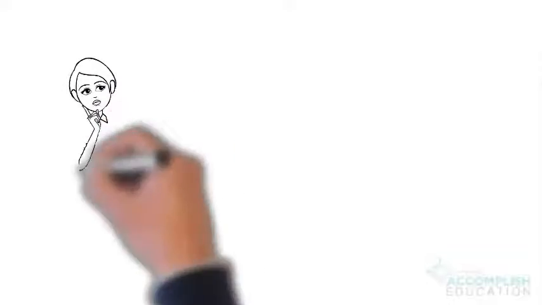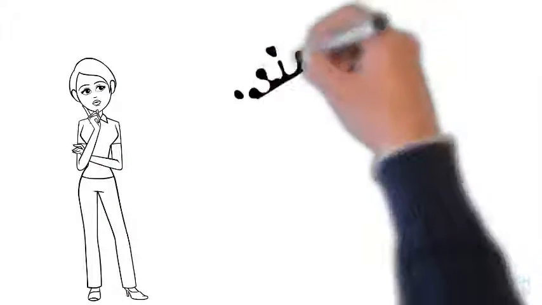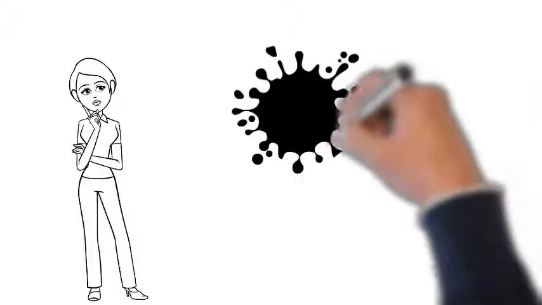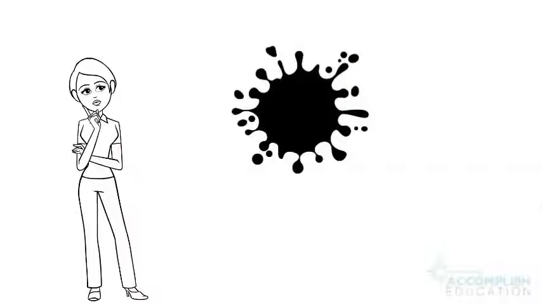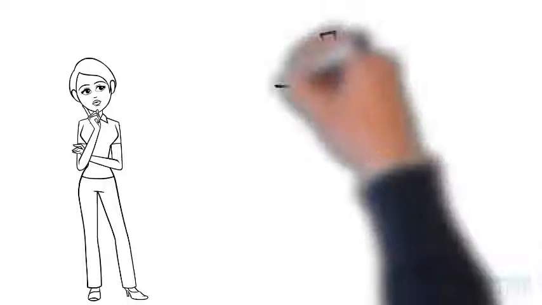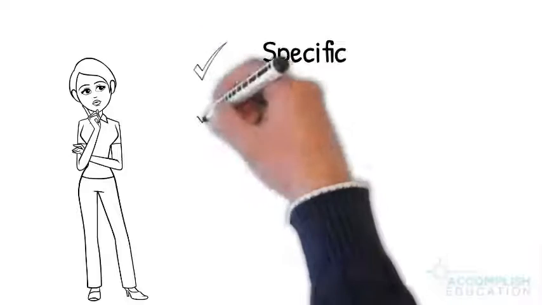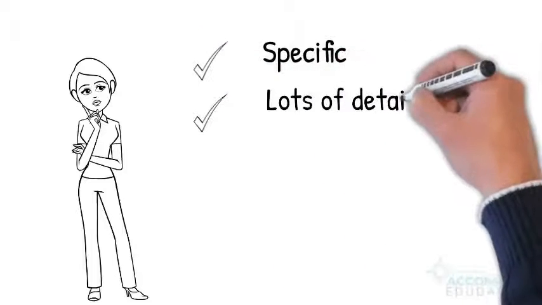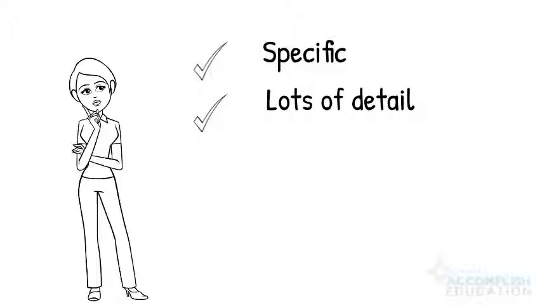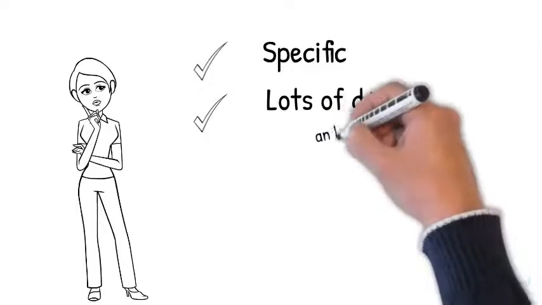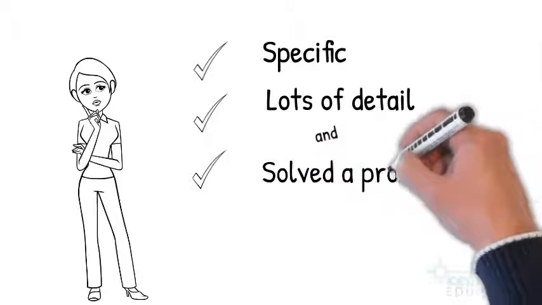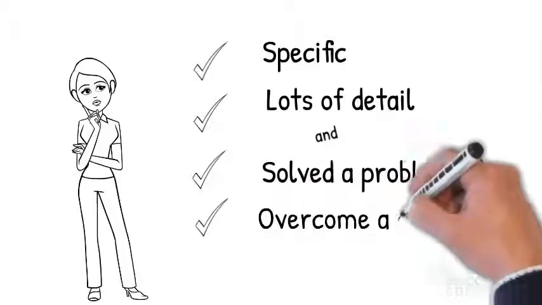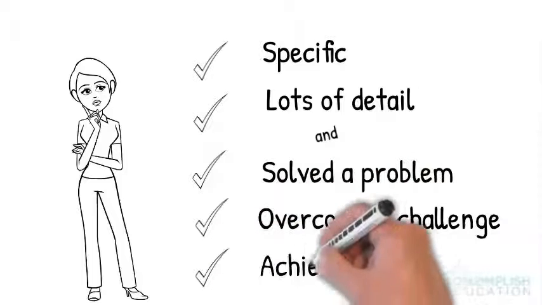It's important when choosing an example from your life to avoid choosing broad and vague examples. These don't provide enough evidence of your competence. Instead, choose examples that are specific and have lots of detail and is something that you've actually done or achieved, not something that you would do or something that you've just been a part of. And it's important that the example that you choose has either solved a problem, overcome a challenge, or achieved a result.